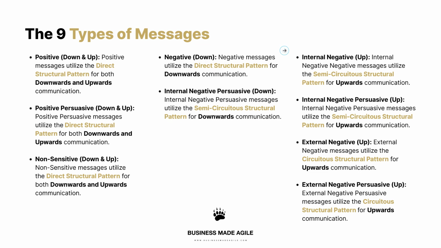Internal negative messages utilize the semi-circuitous structural pattern for upwards communication. And the same applies for internal negative persuasive messages. They utilize the semi-circuitous structural pattern for upwards communication. External negative messages utilize the circuitous structural pattern for upwards communication. And same applies to external negative persuasive messages that utilize the circuitous structural pattern for upwards communication.